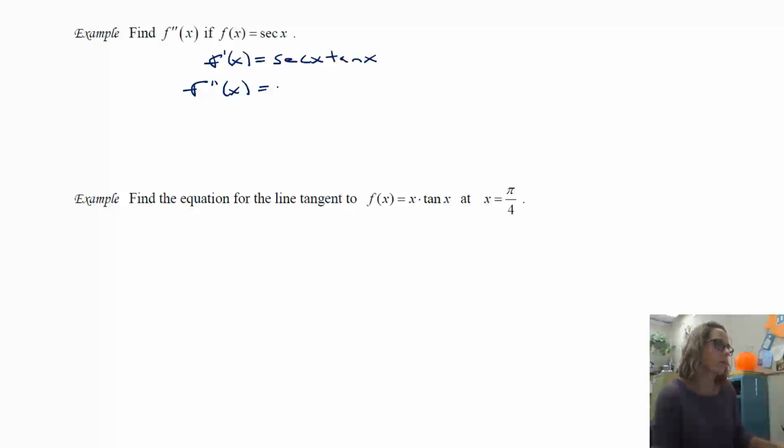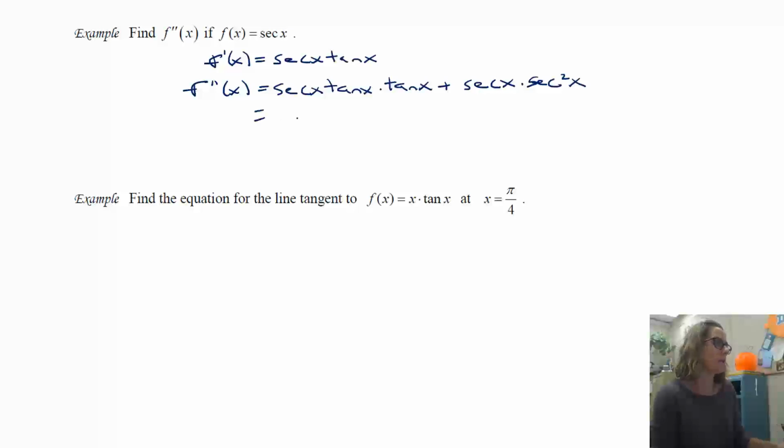So I'll take the derivative of the first, that's secant x tan x, times the second, which is tan x, a lot of trig functions here, plus the first, which is secant x, times the derivative of tan x, which we already found was secant squared. So secant squared x.